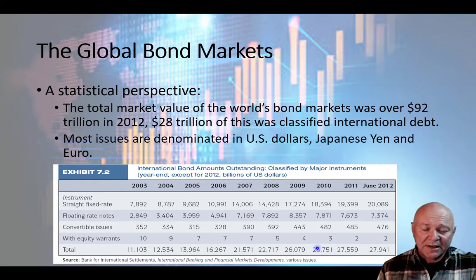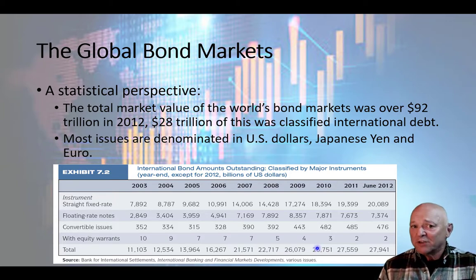The floating rate debt or floating rate notes represents debt instruments that have variable coupon rates that are established by some kind of a benchmark interest rate, most commonly something like LIBOR, the London Interbank Offered Rate, something we'll talk about a little bit later. We also have things like convertible debt. That means debt that can be converted to equity under certain conditions at a certain point in time.